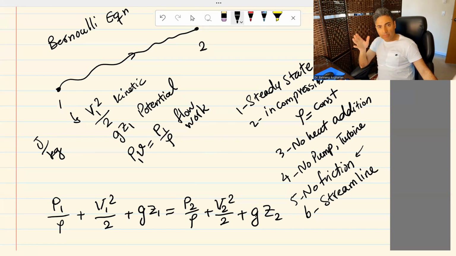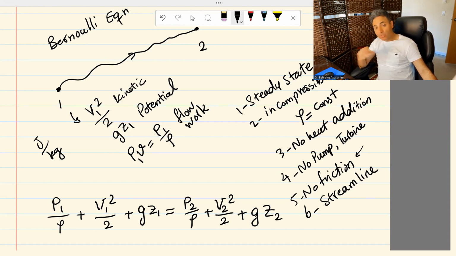Can we apply it in pipes? Yes, but we have to modify it into the modified Bernoulli equation, where you can actually apply it to millions of streamlines. You can have the average velocity with the kinetic energy correction factor, and then you can apply head loss, which is the friction that is caused by viscosity. So you can add that later. But it starts from this.